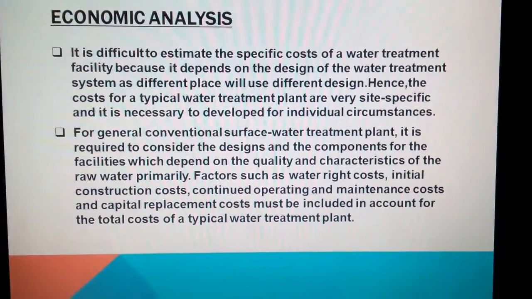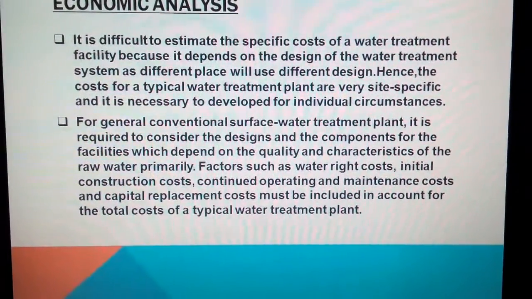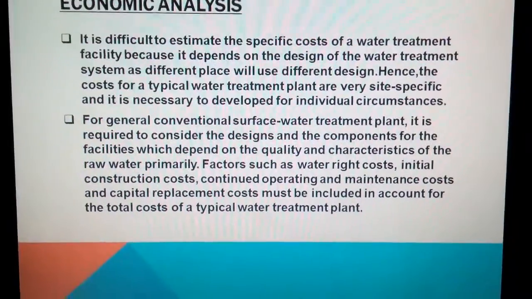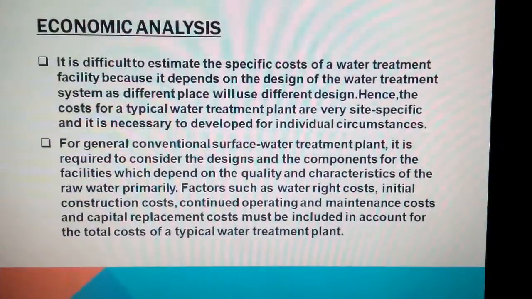Now I will proceed to the economic analysis part. It is difficult to estimate the specific cost of a water treatment facility because it depends on the design of the water treatment system, as different places will use different designs. Hence, the costs for a typical water treatment plant are very site-specific, and it is necessary to develop them for individual circumstances.